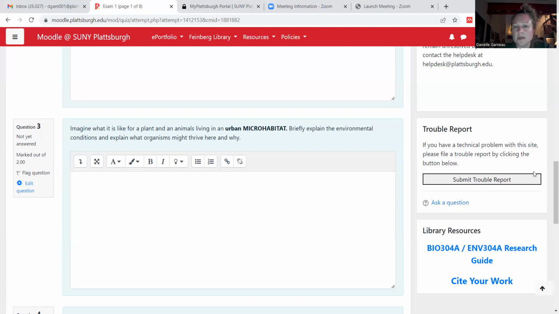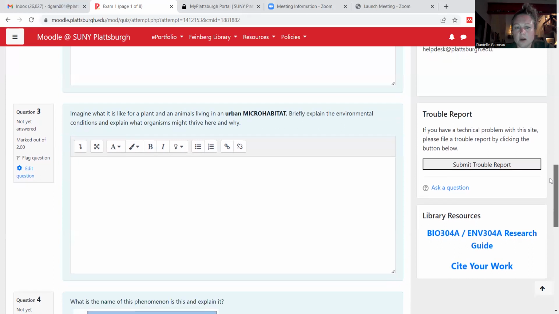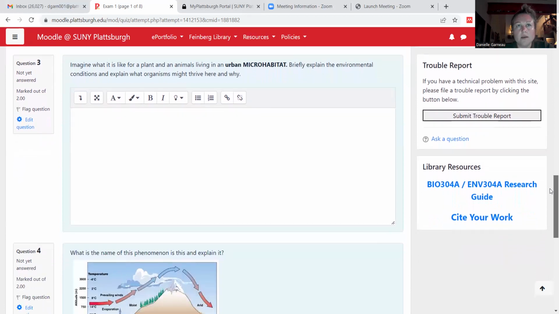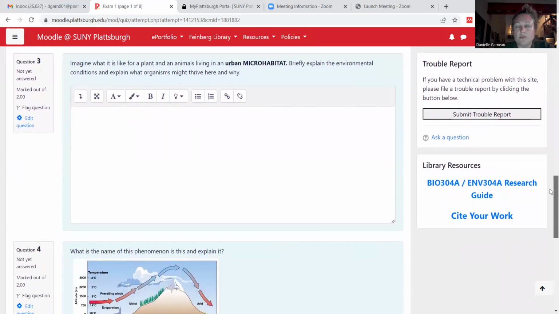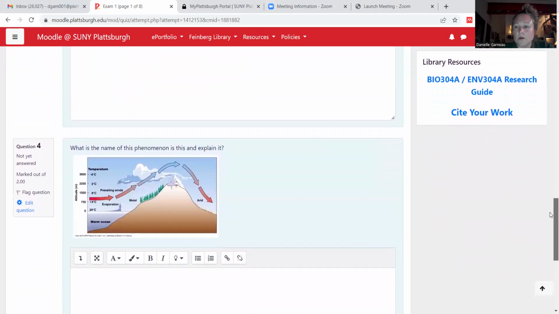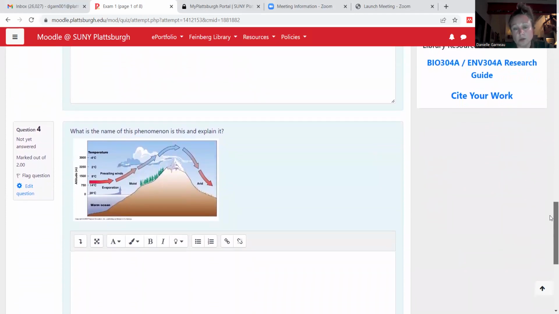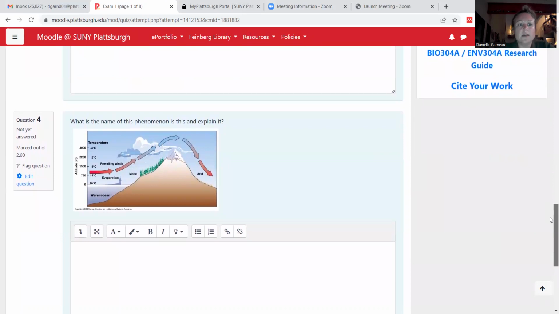I think a lot of you even gave examples of, say, squirrels and raccoons and whatnot that might be coming in to feed on garbage or bird feeders in people's communities, which is a great example of that too.